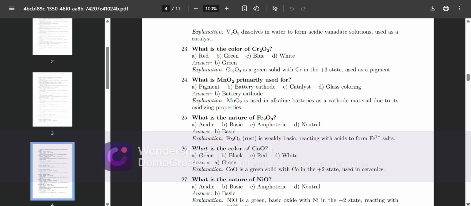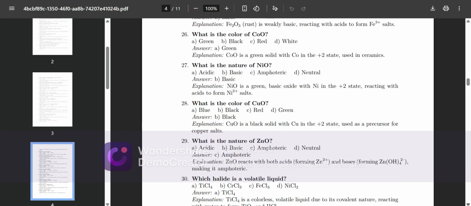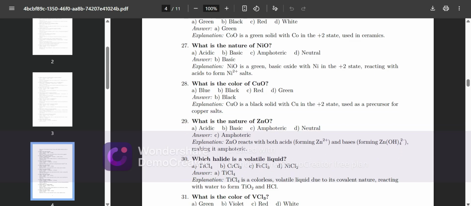What is the nature of Fe2O3? Basic. Fe2O3, rust, is weakly basic, reacting with acids to form Fe3+ salts. What is the color of CoO? Cobalt oxide. Green. Cobalt oxide is a green solid with Co in the +2 state, used in ceramics. What is the nature of NiO? Basic nature. NiO, nickel oxide, is a green basic oxide with Ni in the +2 state, reacting with acids to form Ni2+ salts.